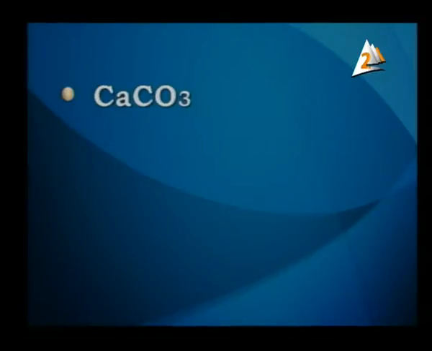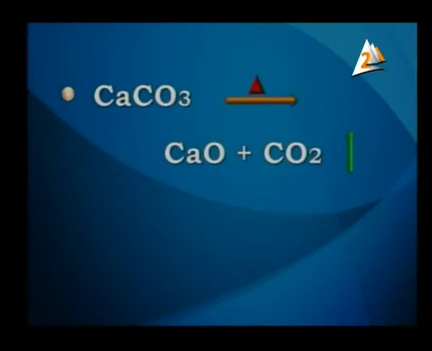We have CaCO3. What is the name of this compound? Yes, very good, it's calcium carbonate, a type of solid salt. By heat energy, this gives us carbon dioxide that moves away from the reaction, and we have calcium oxide. So the heat energy here causes the decomposition of the first compound.